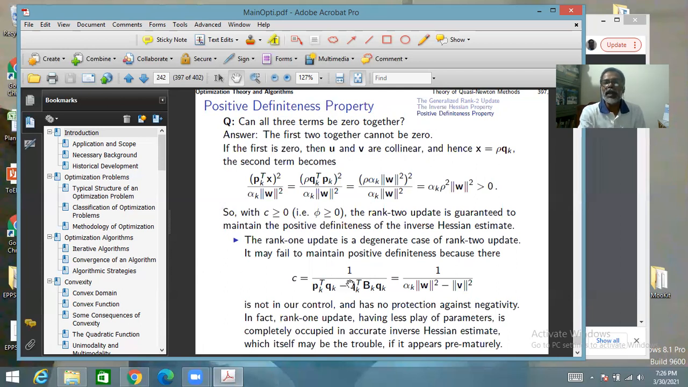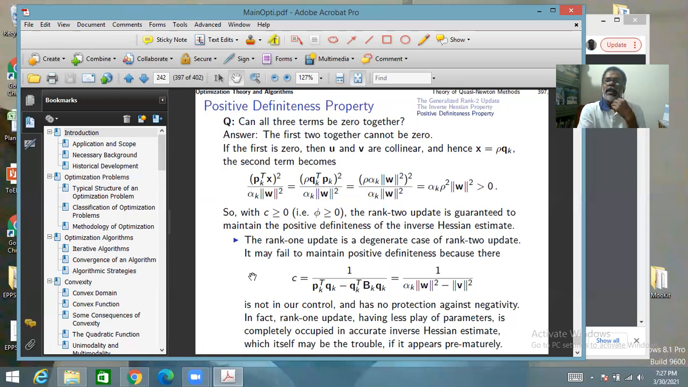and it may fail to maintain positive definiteness because here this thing may not be positive. Okay, so C here in the case of rank 1 update does not remain constant, and it is anyway not in our control. Okay, C or phi, and therefore this thing may not be positive always, and therefore rank 1 update does not guarantee positive definiteness continued over the iterations.